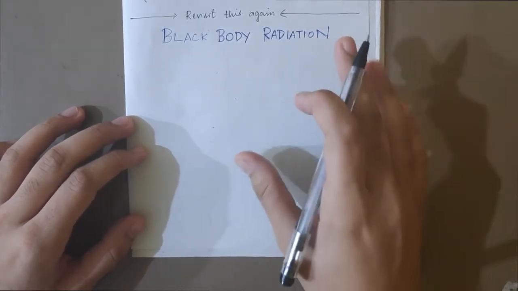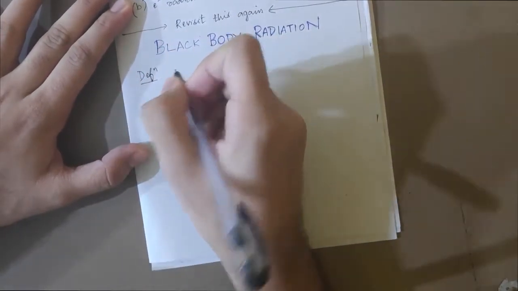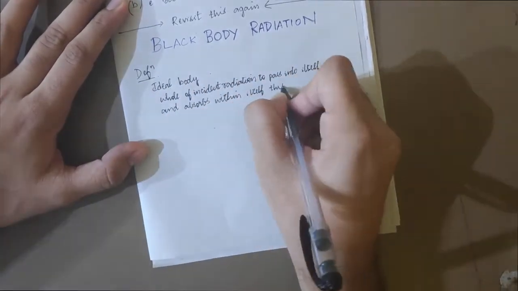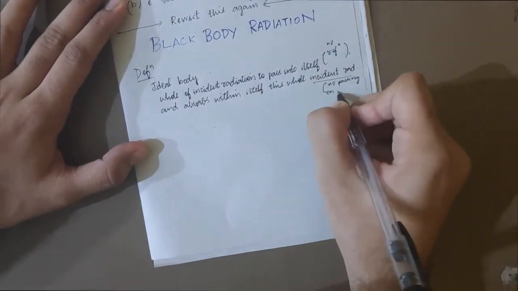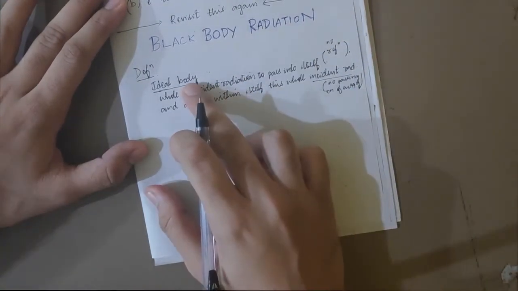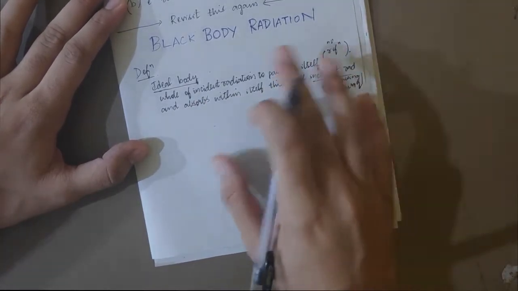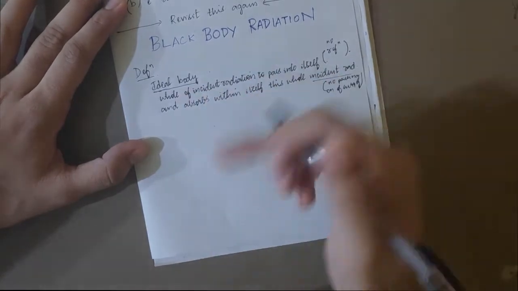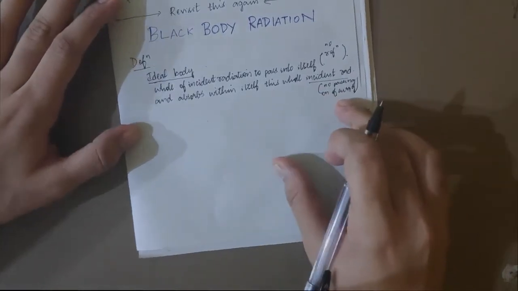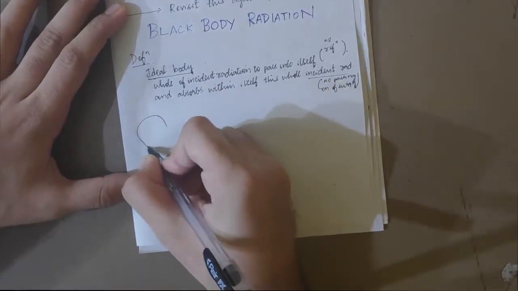Firstly, let's see what a blackbody is. Definition of a blackbody. So a blackbody is an ideal body which allows the whole of incident radiation to pass into itself without reflecting energy, and absorbs within itself this whole incident radiation without passing on energy.